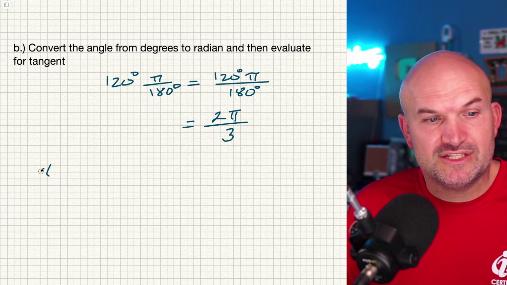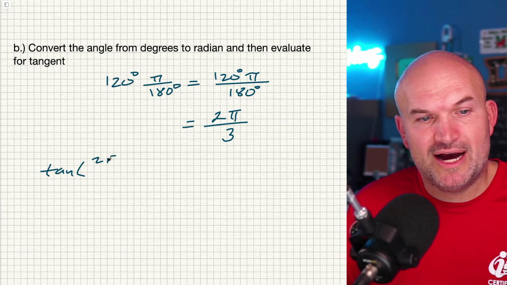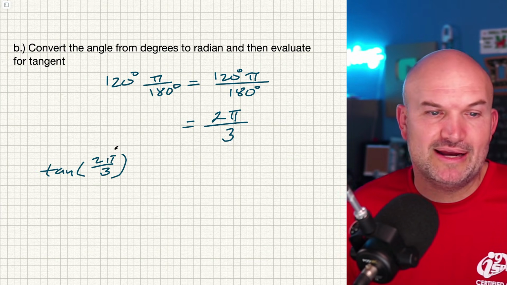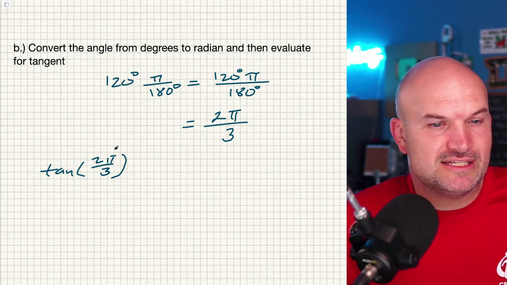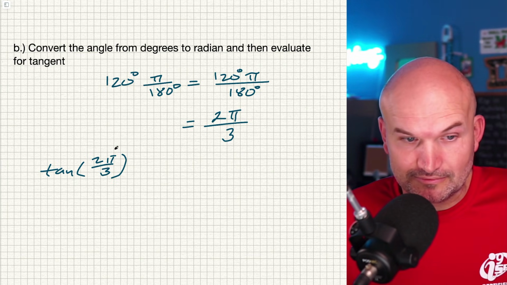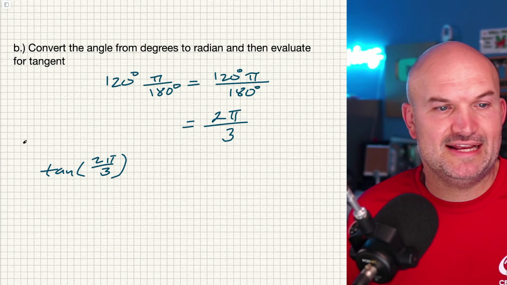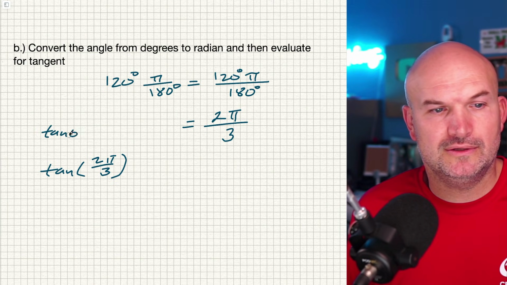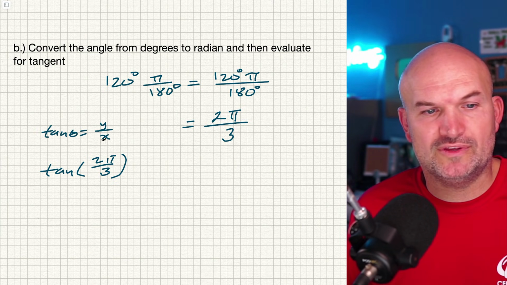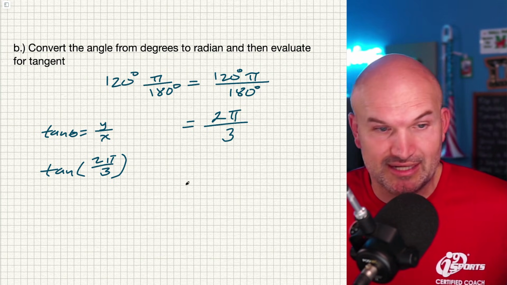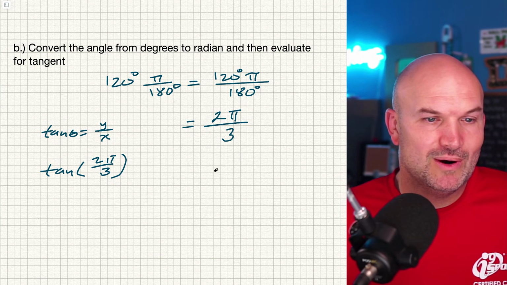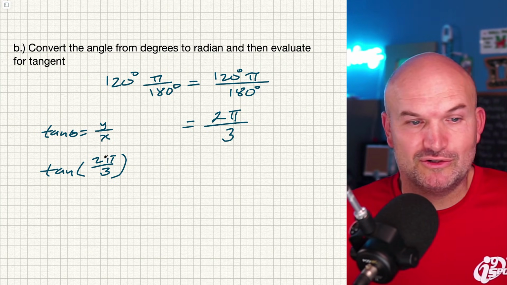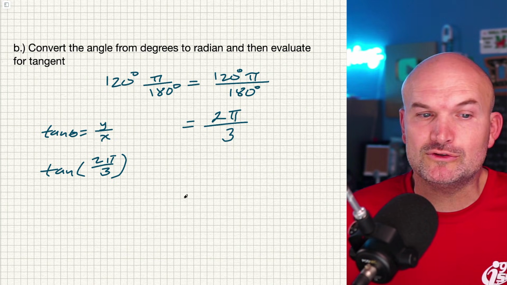Now, part 2 of the question says, can you evaluate for 2 pi over 3? And to evaluate, basically we look at the unit circle, and the tangent of an angle on the unit circle is going to be the y coordinate over the x coordinate. Now, thankfully, 2 pi over 3 is on the unit circle. There's a point on the unit circle at 2 pi over 3. So I just need to figure out what those coordinates are.